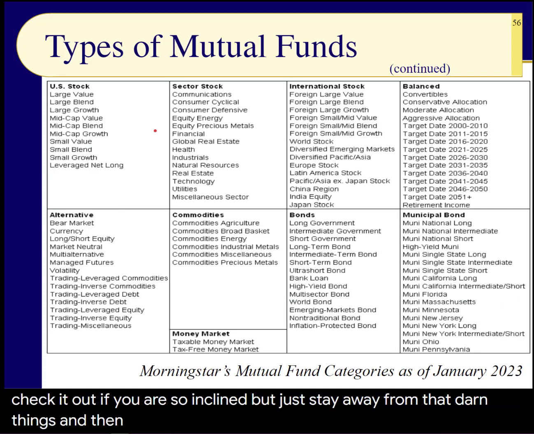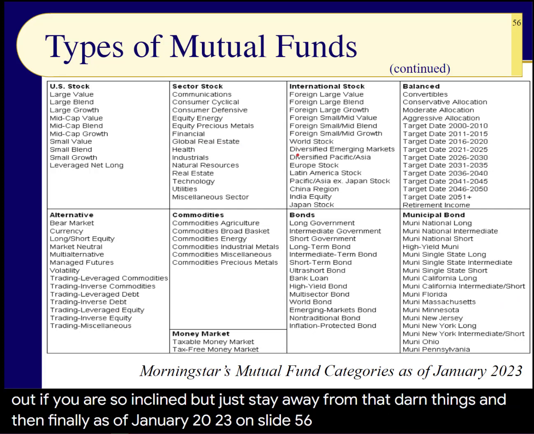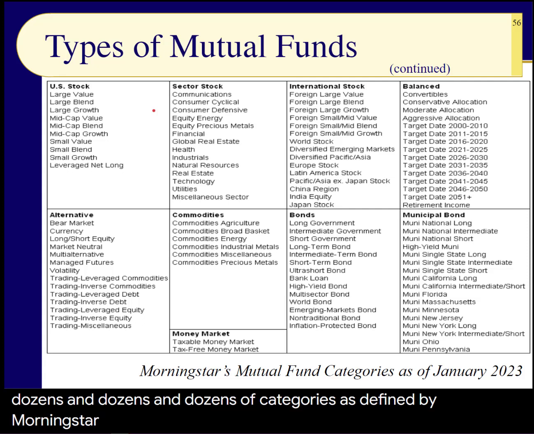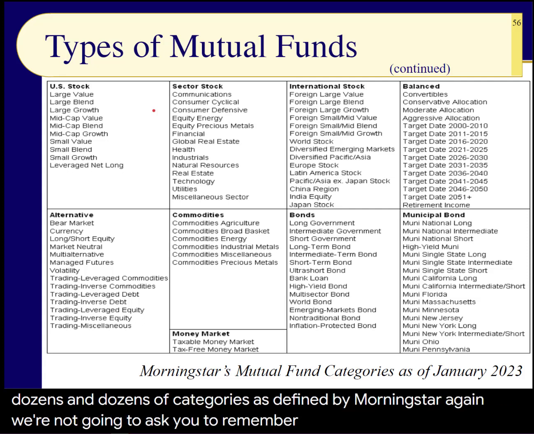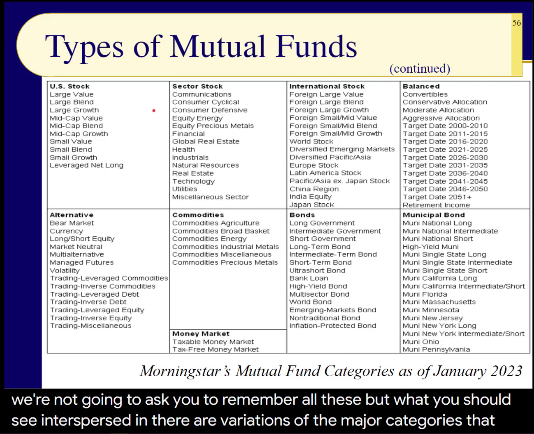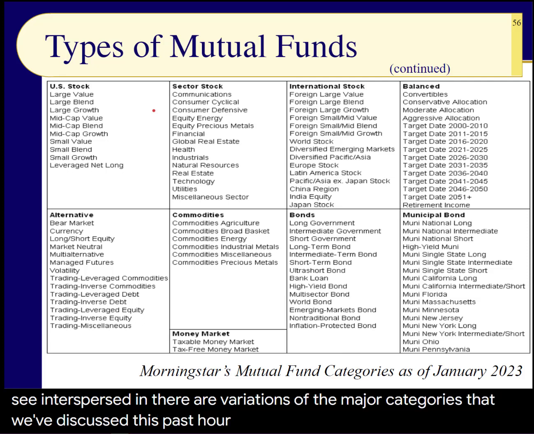And then finally, as of January 2023, on slide 56, here are the dozens and dozens and dozens of categories as defined by Morningstar. Again, we're not going to ask you to remember all these, but what you should see interspersed in there are variations of the major categories that we've discussed this past hour. Yeah, this is what you're up against.